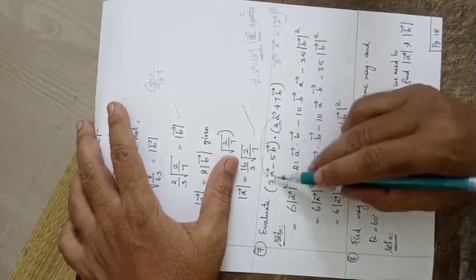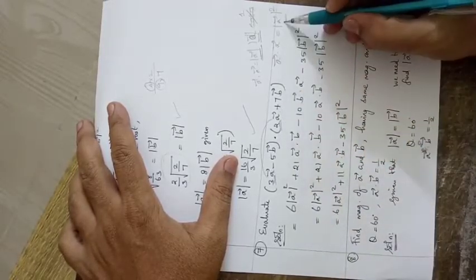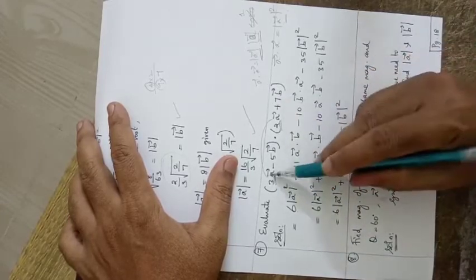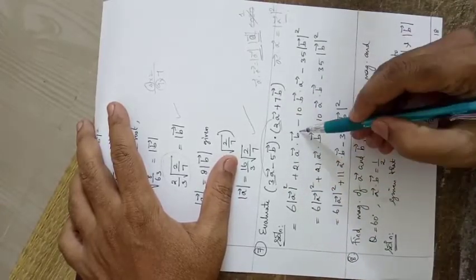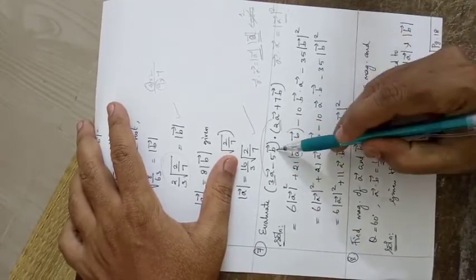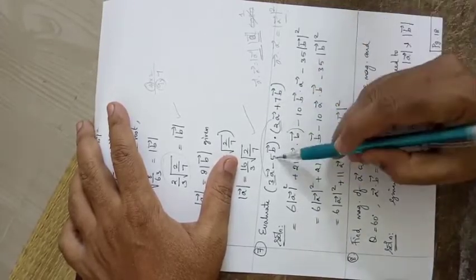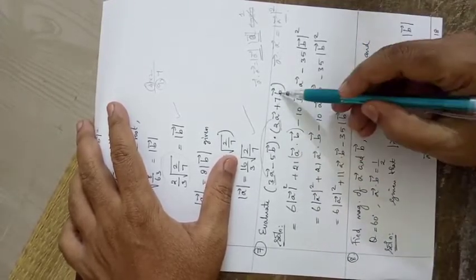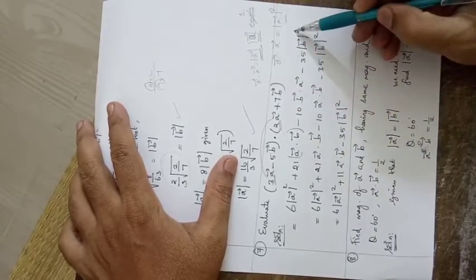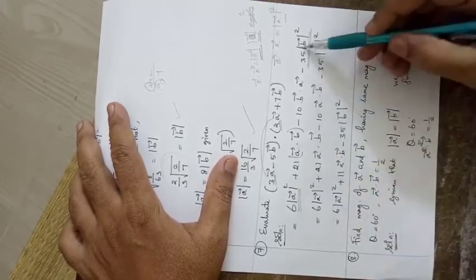Now we will multiply 3 into 2, 6. A vector dot A vector is modulus of A square. Next 3 into 7, 21. A vector dot B vector. Next minus into plus, minus 5 into 2 is 10, B vector dot A vector. Minus into plus, minus 5 into 7 is 35, B vector dot B vector. A vector dot A vector is A square, B vector dot B vector is B square. Now 6A square minus 35B square, we cannot do anything, we can keep it as it is.